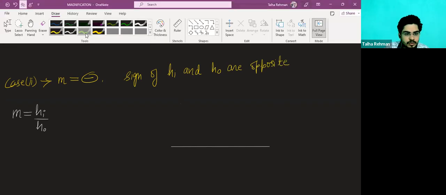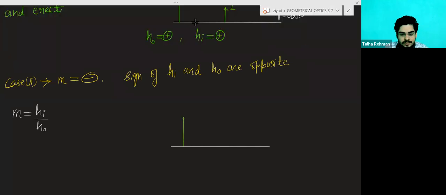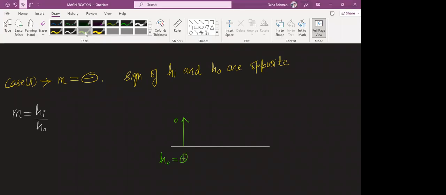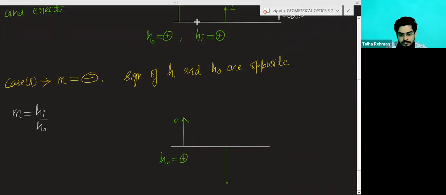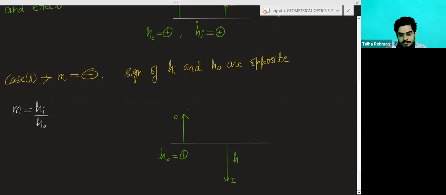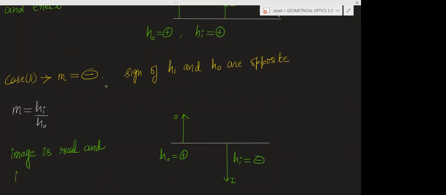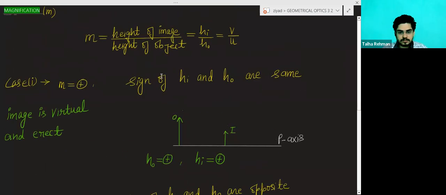If they are opposite, what is the meaning of that? If the object is like this, height of the object you will take positive. So height of the image will be like this, because it should have the opposite sign. So this is the image, and height of the image you will take negative. Now both have the opposite sign, so this image is inverted. Inverted image is real also. Then if the magnification is negative, what can you conclude? Image is real and inverted.